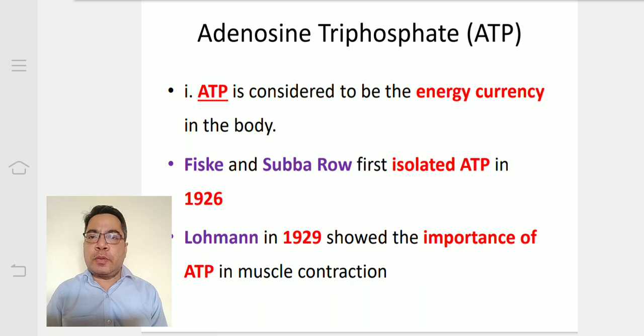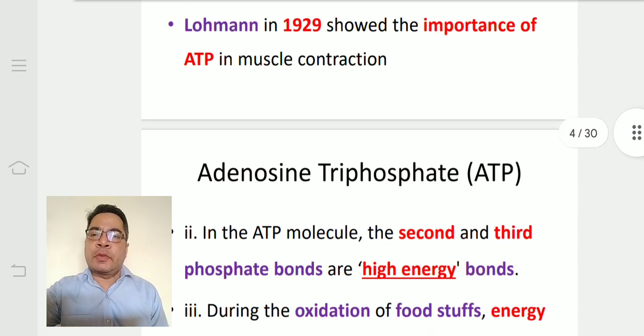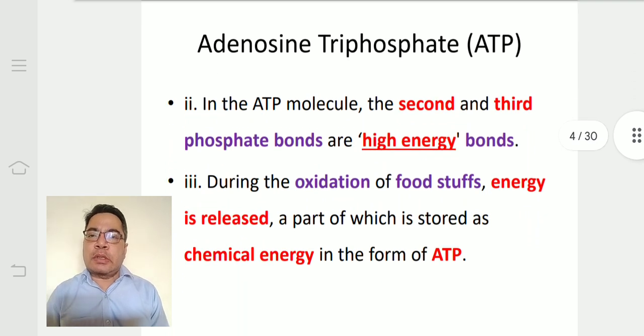ATP is considered to be the energy currency in the body. Fiske and Subbarow first isolated ATP in 1926. Lohmann in 1929 showed the importance of ATP in muscle contraction. In the ATP molecule, the second and third phosphate bonds are high energy bonds. During the oxidation of foodstuffs, energy is released, a part of which is stored as chemical energy in the form of ATP.